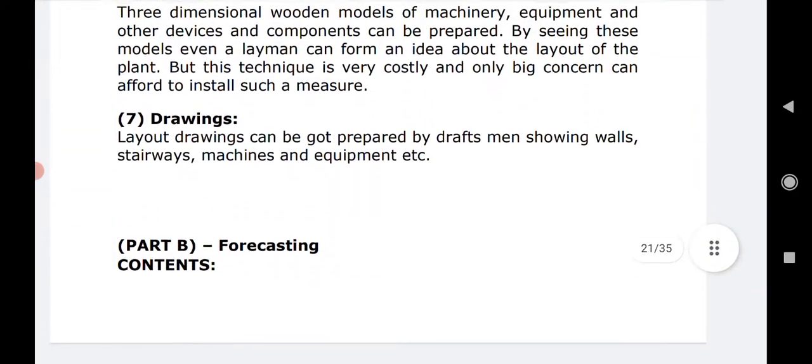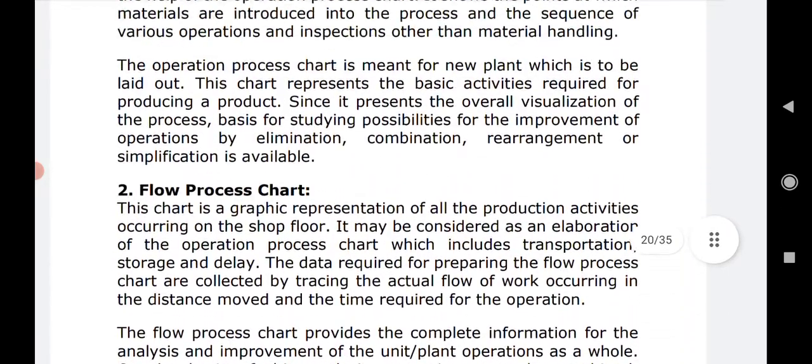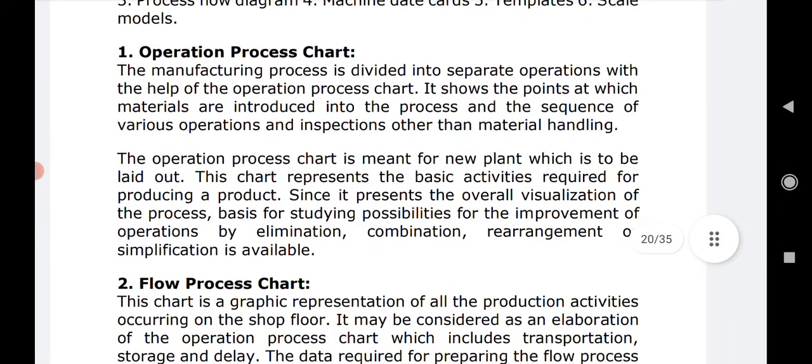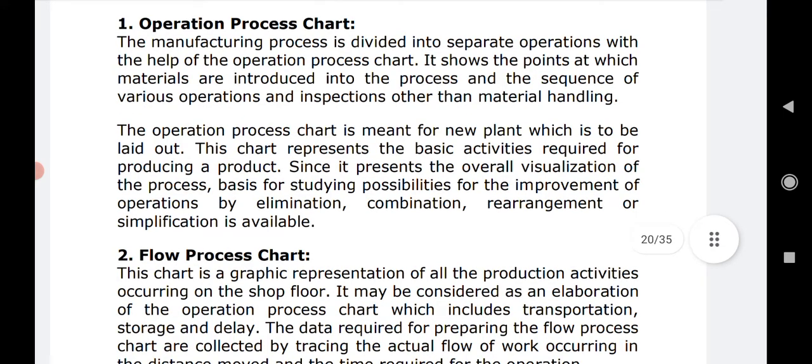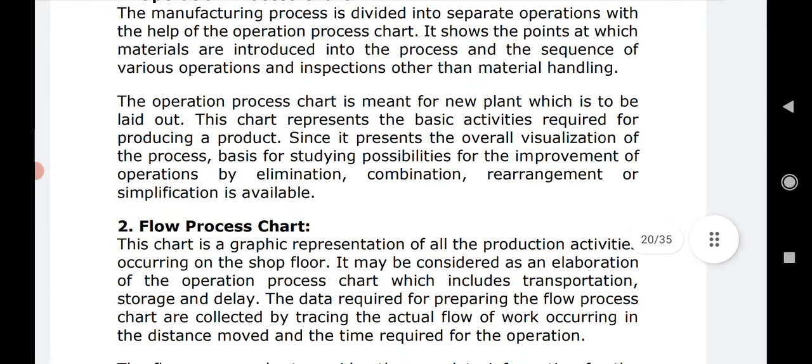There are various tools, as we can see here, starting with the operation process chart, right? The manufacturing process is divided into separate operations, and with the help of the operation process chart, we can come to know about these operations very easily, because it shows the points at which the materials are introduced in the process, and it even shows the sequence of the various operations and the inspections that are required. But material handling is not shown here, right?